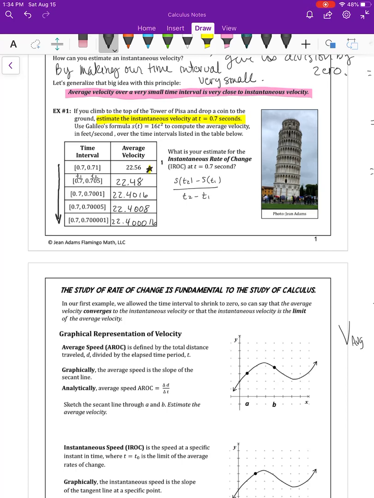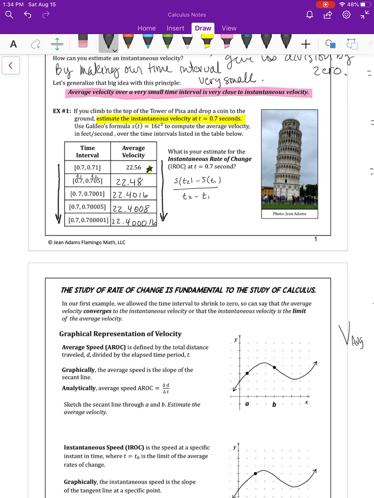So notice what happens as you are calculating that average velocity: 22.48, 22.40, 22.40, 22.40. Wouldn't you estimate or hypothesize that it was 22.4? That the instantaneous velocity at 0.7 seconds is 22.4.